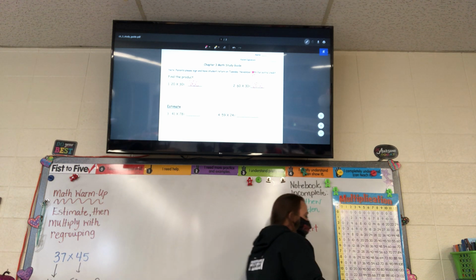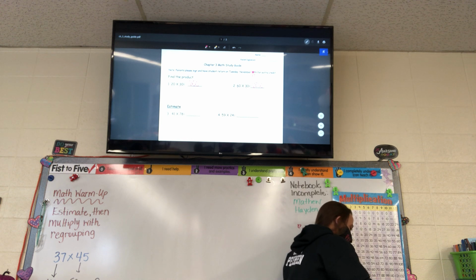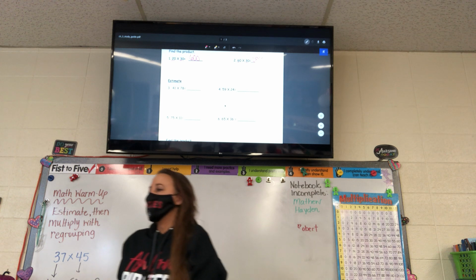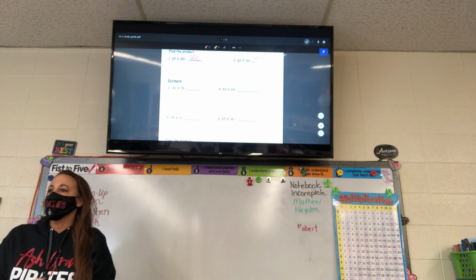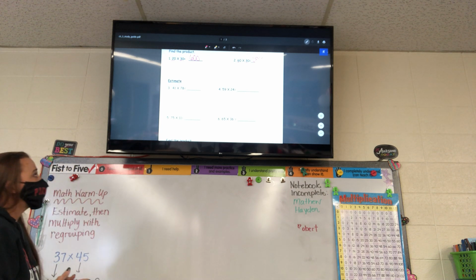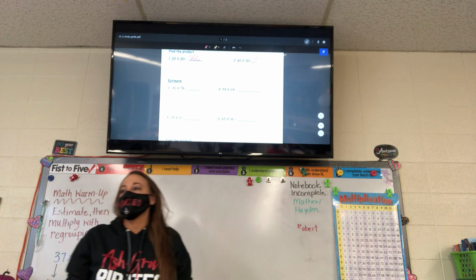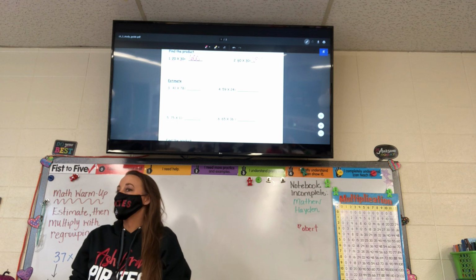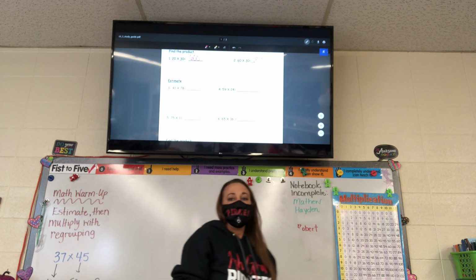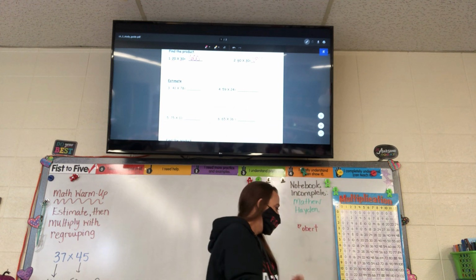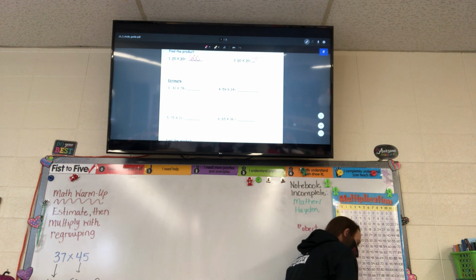A few of you had trouble on the last test with the instructions that said estimate. That was really confusing for some of you because it has this equal sign, but the equals is the answer I'm looking for. So to estimate, what do we do? Round, round, multiply. So what does 41 round to? 40.